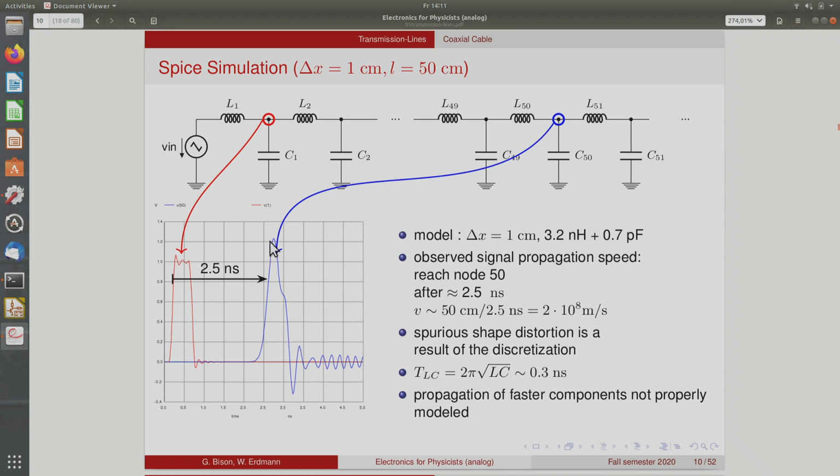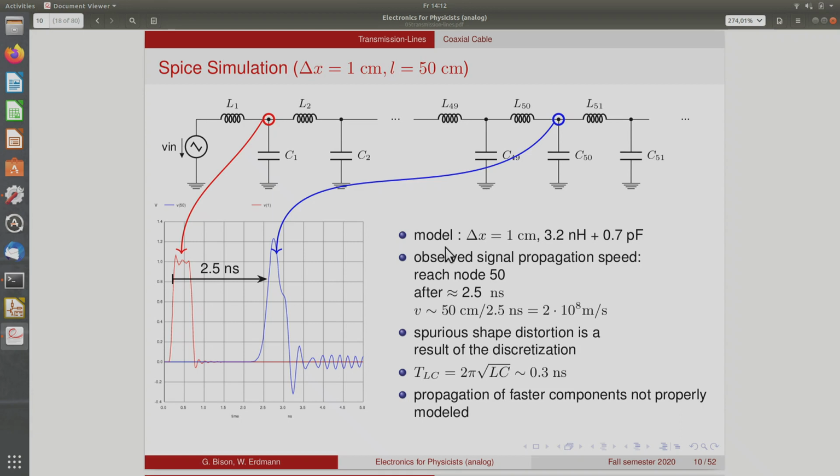We have some shape distortions here, but we'll soon see that these are not real. These are actually an artifact of the discretization. Remember that we said this only works when we look at time scales that are much slower than the LC time, but the LC time of such a block is 0.3 nanoseconds. And since we look at a signal that rises in 0.1 nanosecond, we can't expect this to work. So what we have to do is to go to a finer segmentation, because this model is too crude. It will not describe the propagation of the fast components of the signal properly.